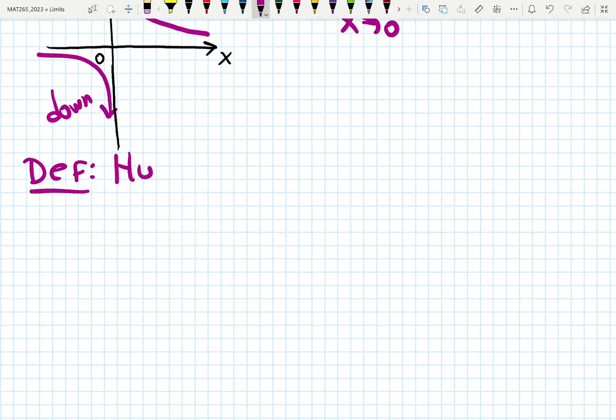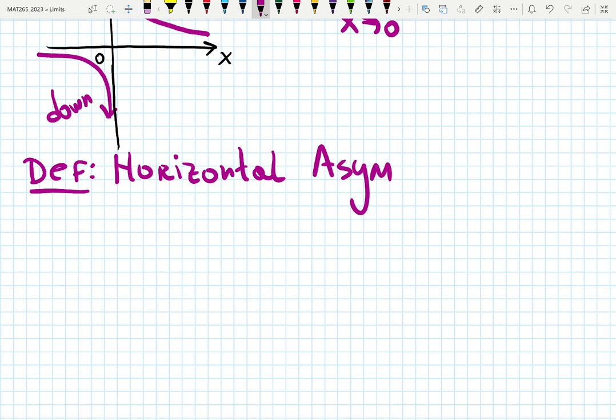HA, horizontal asymptotes. Did you know that the word asymptotes has Y in it? It took me forever to remember that.